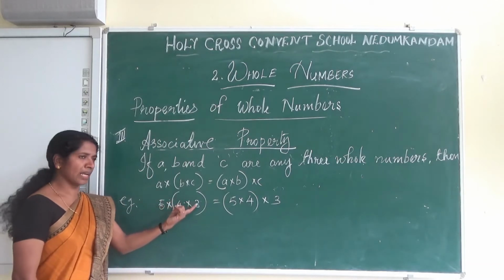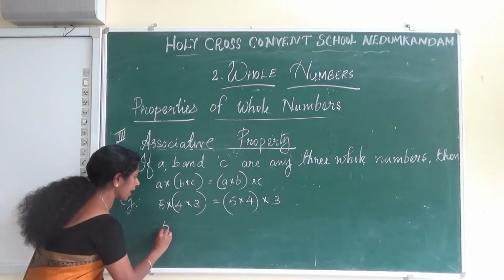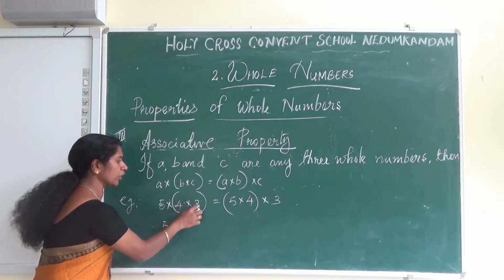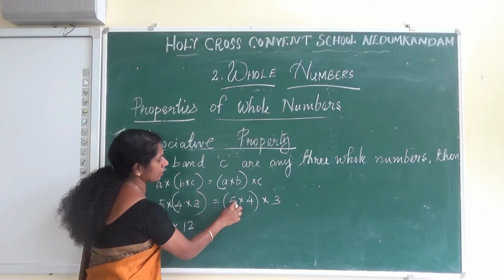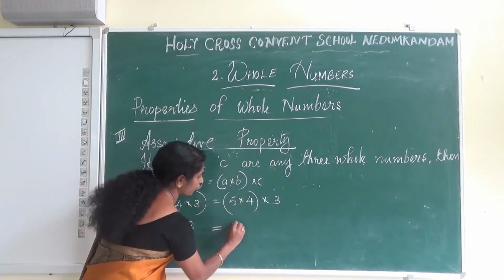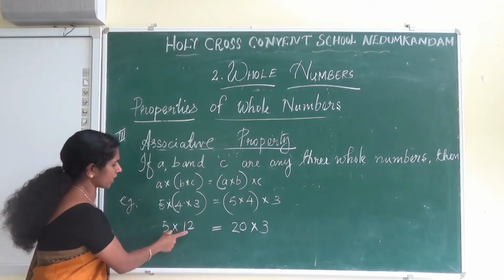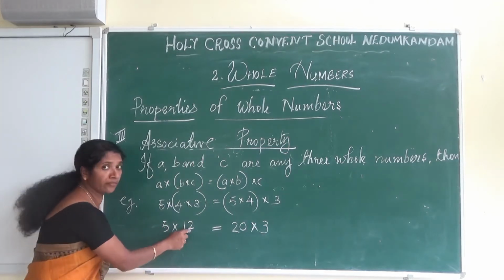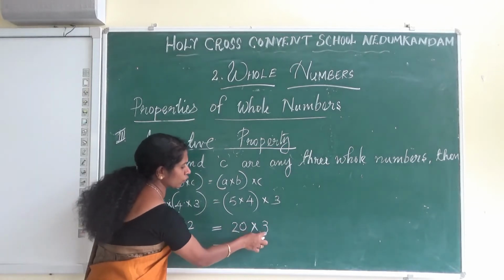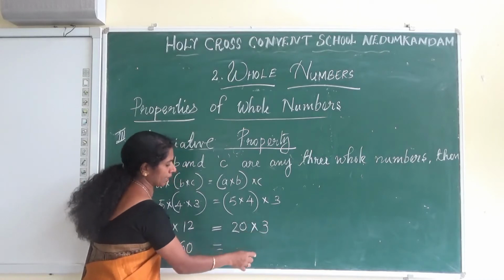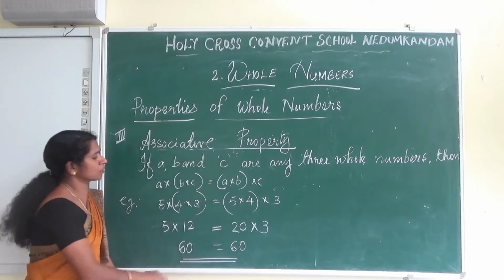Here, what is given in the bracket, that we need to do first. That is 5 × (4 × 3). 4 into 3 is equal to 12. Then on the right side, this is 5 into 4. 5 into 4 is 20, then 20 into 3. Now we have to multiply 5 into 12. 5 into 12, we know, is equal to 60. On the right side, sorry, 20 into 3. 20 into 3 is also equal to 60.